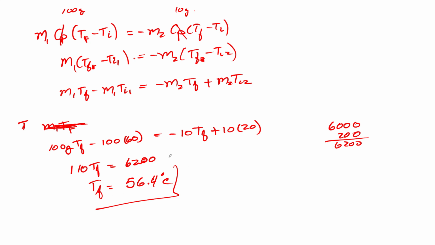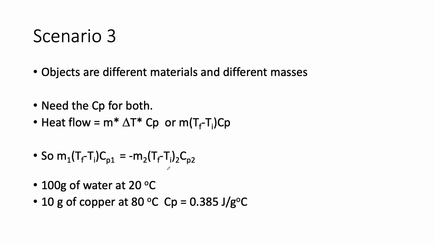I'm going to use the same relationship for our next scenario, which is scenario 3. We've got two objects with different materials and different masses. And the thing is, we need the heat capacity of both. So here's the heat capacity of copper, and we have water at 20 degrees. The Cp of water is equal to 4.184 joules per gram degree Celsius. Again, we're looking at heat flow. Heat flow going away from copper into water.